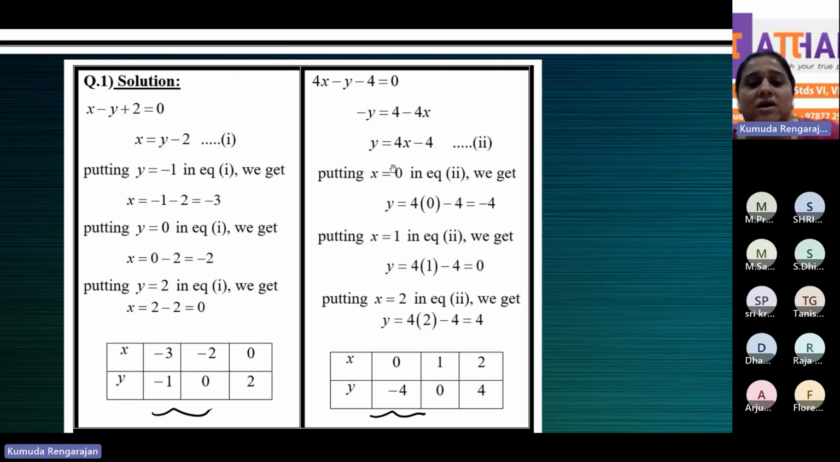So in the same way, do it for the other equation. Now I'll wait for some time, go through the working.